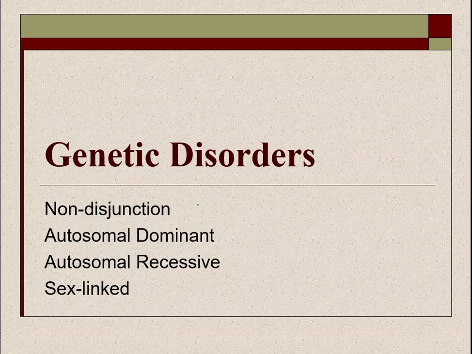Now we have non-disjunction, and non-disjunction disorders are usually due to the failure of the homologous chromosomes or the sister chromatids to separate during meiosis. Okay, so that is how non-disjunction disorders come about. And then, of course, we have the autosomal dominant disorders, the autosomal recessive disorders, and then the sex-linked disorders. We've mentioned a couple of them. So go through them, be familiar with them, and be prepared for questions on the exam.